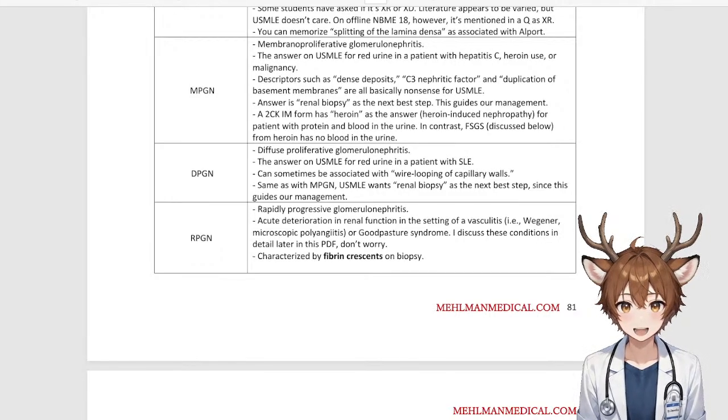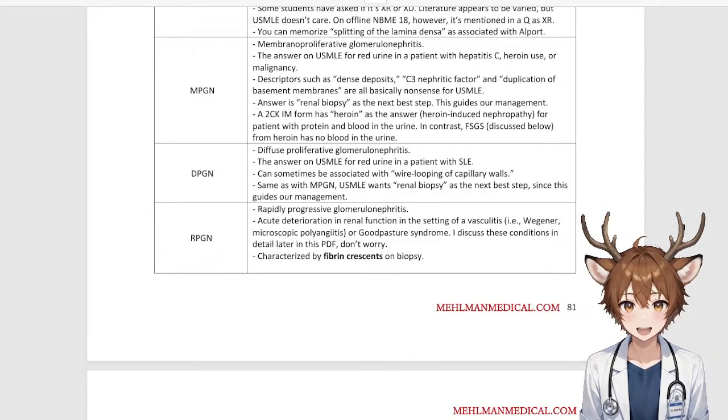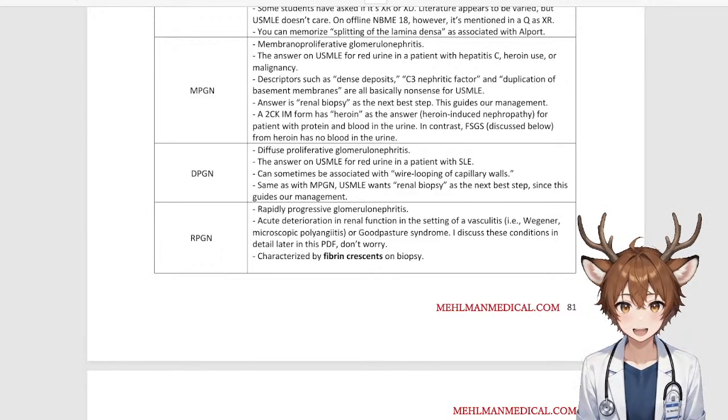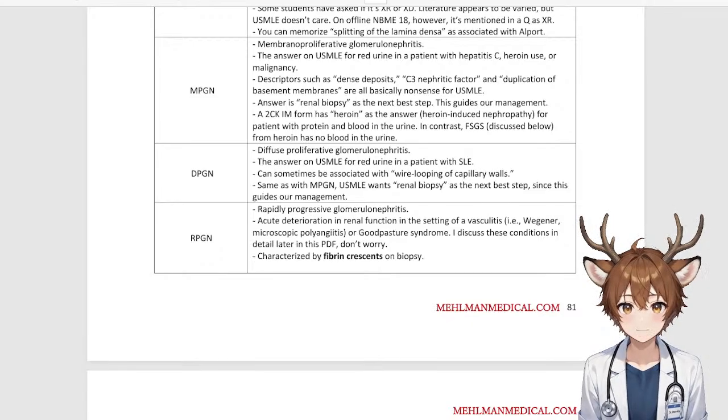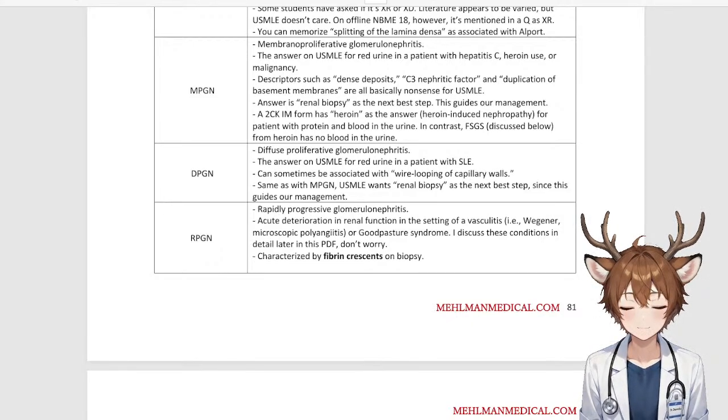DPGN, or diffuse proliferative glomerulonephritis, is the answer on USMLE for red urine in a patient with lupus, again SLE, and can sometimes be associated with wire looping of capillary walls, same as with MPGN. USMLE wants renal biopsy as the next best step since this guides our management.